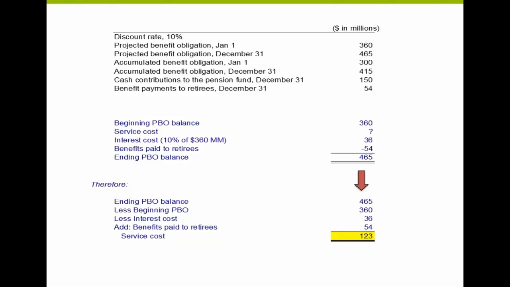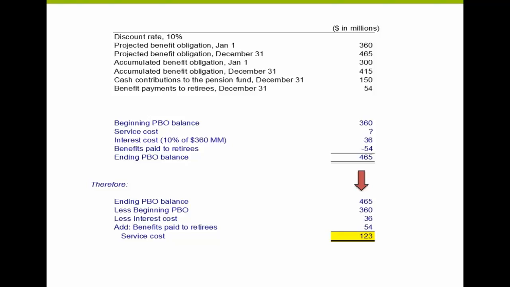Now, one of the things to keep in mind is that you do have information here related to the accumulated benefit obligation. The accumulated benefit obligation is basically irrelevant to our calculation. It is not at all involved in any of our calculations. When we start doing worksheets, it's not involved there. So you might call this the red herring number within this calculation.